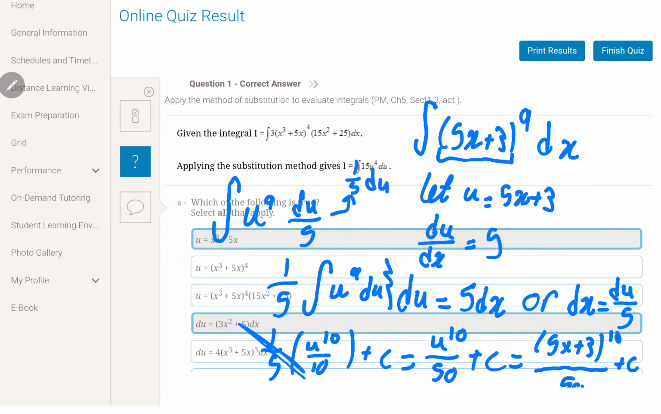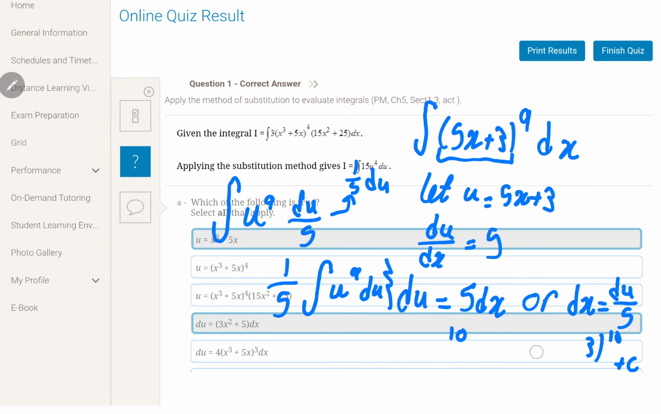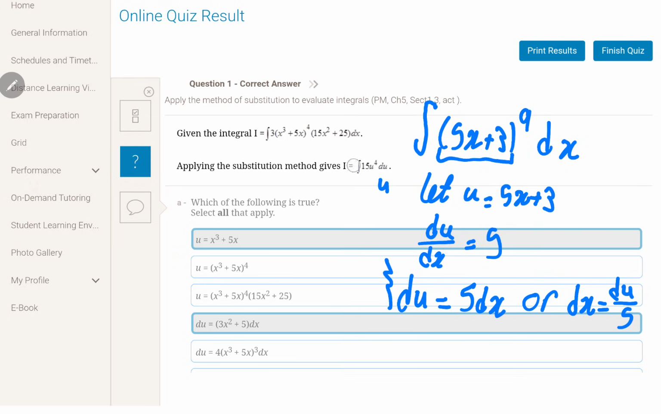Okay, now, say you don't want to work with finding du like that. You want to use this method. You want to use this du equals 5 dx. So, how do you do it? The way to do this is, essentially, you're gonna multiply by 5 inside and 1 over 5 on the outside to cancel out. So what do I mean?